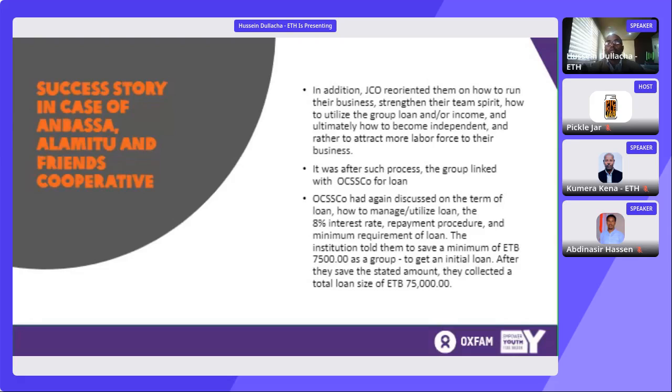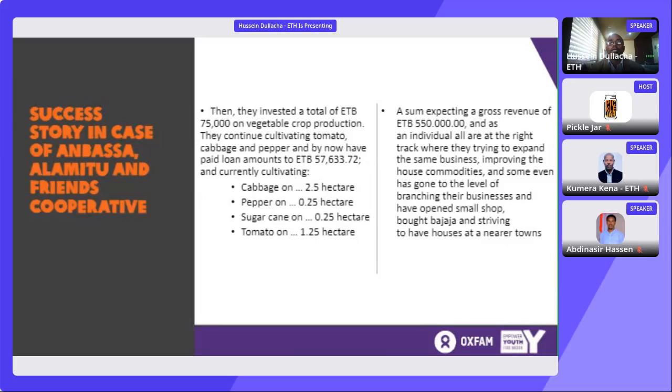The government was trying to attract more youths to have their own businesses, and at the same time trying to supplement them at least in attracting them to loan services. Based on this, they received their loan, and they continued working on vegetable crop production.